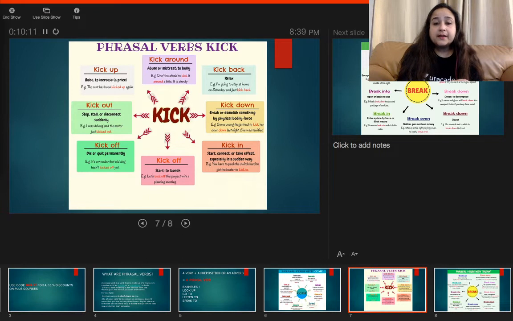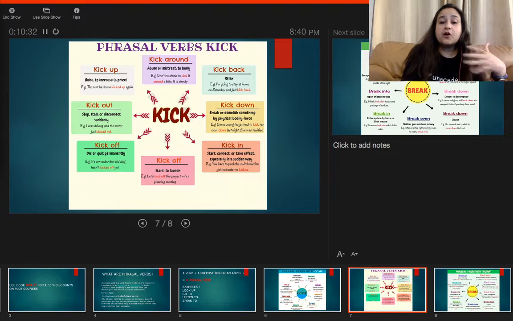Then kick in. Kick in is to start effect or take effect. So you say the medicine has started kicking in, means the medicine has started taking effect. So like you take a medicine and then it takes around half an hour to 1 hour for the medicine to take effect. So you say the effect is now kicking in, means the effect has now started happening.